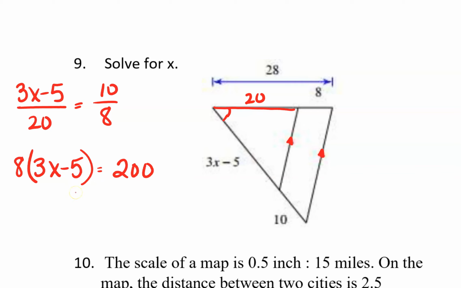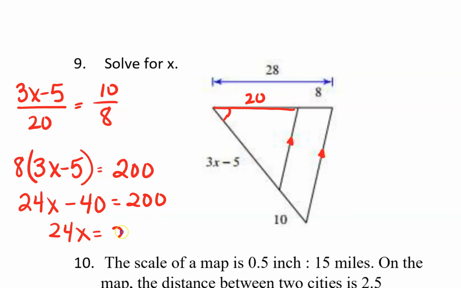Okay. 8 times 3 is 24x. 8 times 5 is 40. 24x equals 240. Divide by 24, x equals 10.